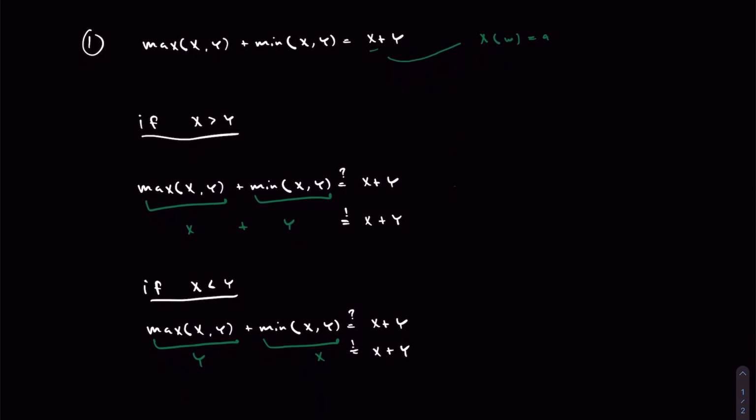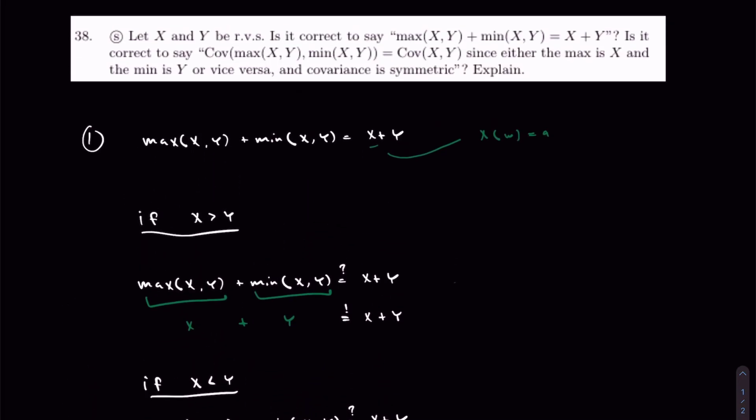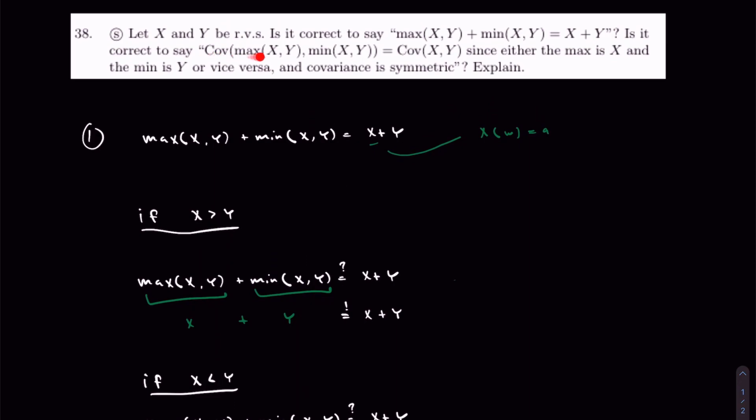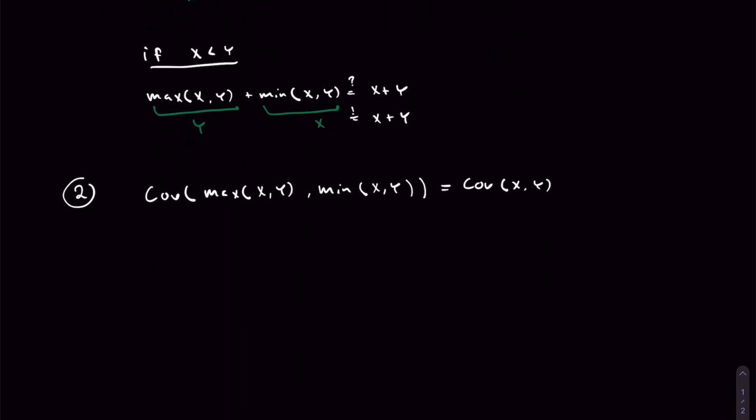Well, let's reason about the second statement, which claimed that the covariance of max of x and y, min of x and y, is the same thing as the covariance of just the random variables x, y. All right, so this is what the claim was saying here, right? Okay, let's reason about this one now, and it's quite easy.